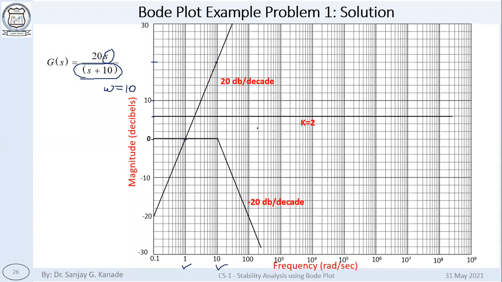Okay, so let's resume. These are the two lines that we have drawn for this third factor in the denominator. The gain is 0 dB until omega equal to 10, and after that the gain is a straight line having a slope of minus 20 dB per decade, right? But this is not the complete diagram yet. You might have guessed it.